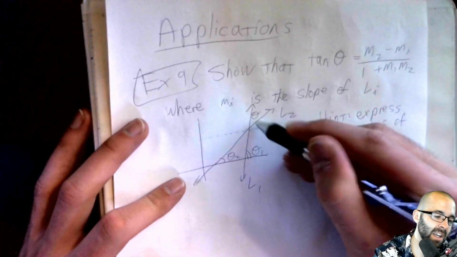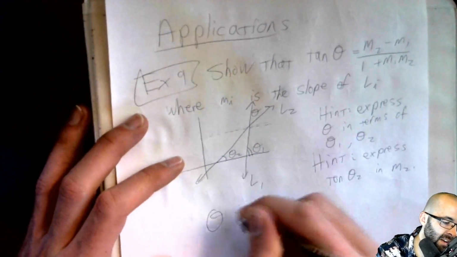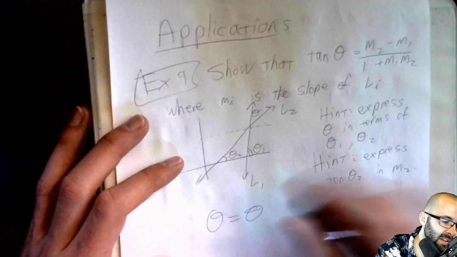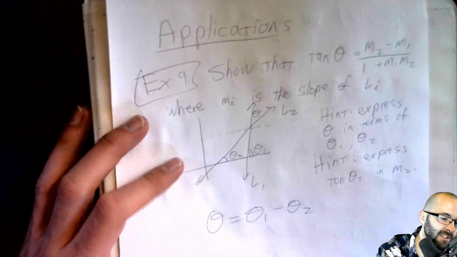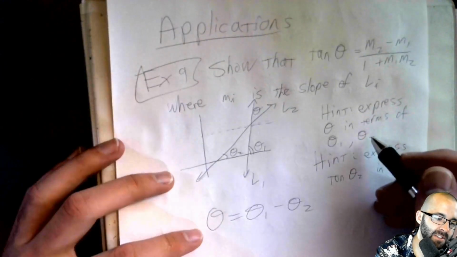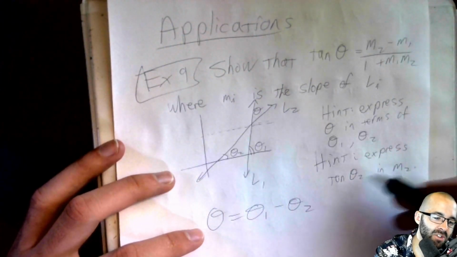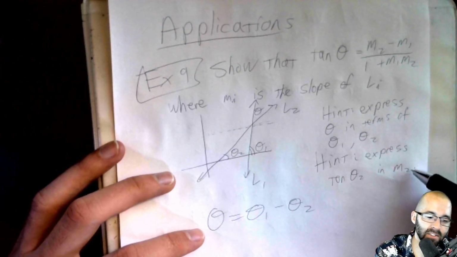Theta 1, the big angle, minus the small angle, theta 2. Okay? So use step 1. Theta is equal to theta 1 minus theta 2. Okay? So we dealt with the first hint. We'll use that later. Second hint: express the tangent of theta 2 in terms of its slope.